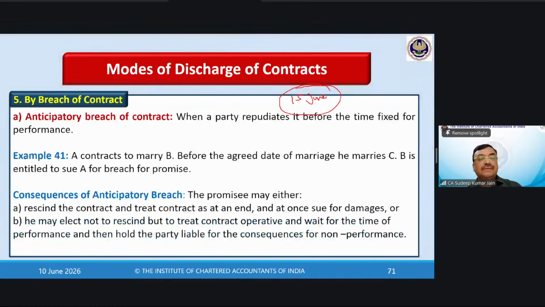Now come to the previous slide. Consequences of anticipatory breach: the promisee may either rescind, cancel the contract and treat the contract as at an end and at once sue for damages. It means he is talking about 2nd February. Or he may elect not to rescind but to treat the contract as operative and wait for the time of performance, and then hold the party liable for consequences of non-performance. It means he is talking about 3rd March.